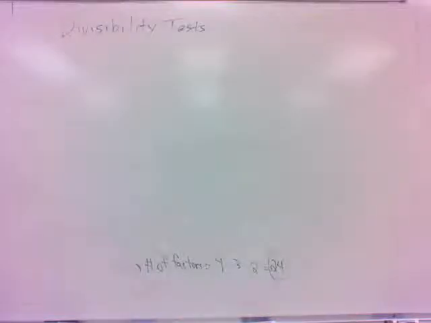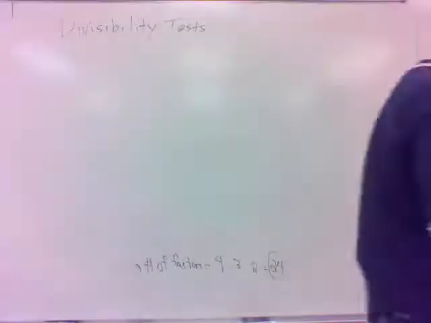Probably one of the easiest ones of all is, of course, divisible by 2. It's easy to tell if a number is divisible by 2, isn't it? If it's even, if it ends in 0 or 2 or 4 or 6 or 8. If it ends in one of those, it's divisible by 2. But there are some others, and that's what I wanted to show you here. Let me give you this little handout.